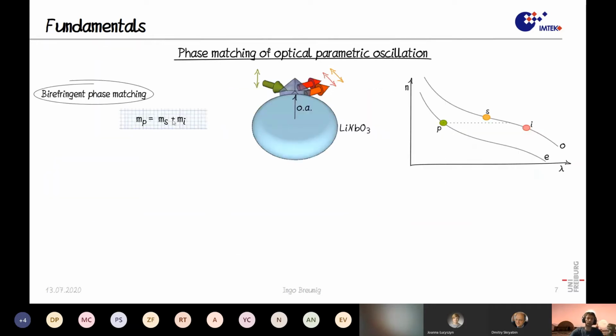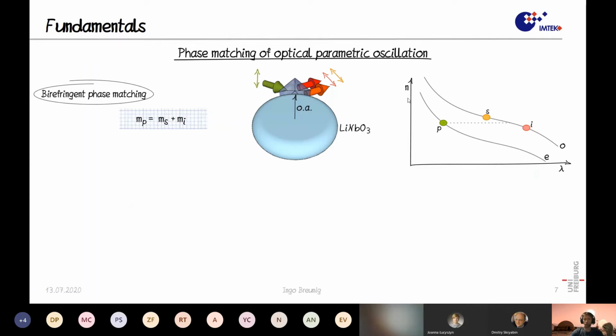The first and most simple thing is to use a birefringent material. Birefringent material means it's a material that has two refractive indices. There is a certain axis that we call the optical axis. If your light polarization is parallel to the optic axis, then we have the extraordinary refractive index. And if the polarization is perpendicular to the optic axis, then we have the ordinary refractive index.